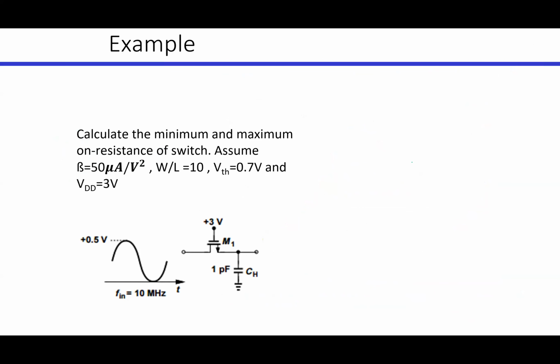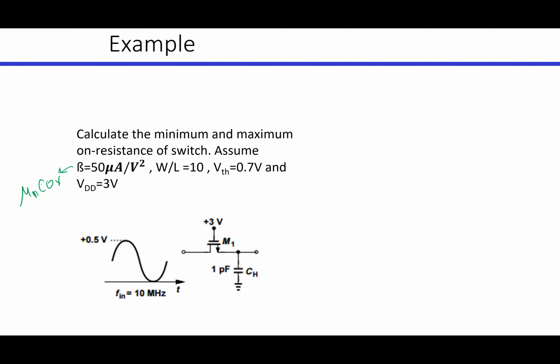Let's finish with this example. So if you want to calculate the maximum and the minimum value of the switch on resistance, assuming that beta, which is mu and COX, is equal to 550 microamp per volt squared, W over L is 10, V threshold is 0.7, VDD is 3 volts. So how should we calculate the maximum and minimum R-on?